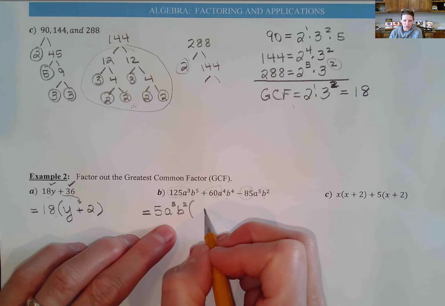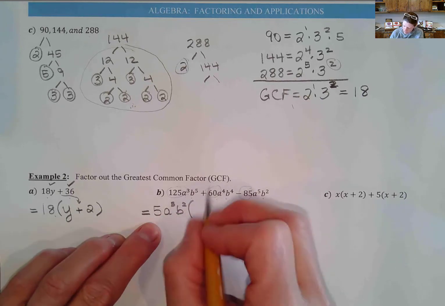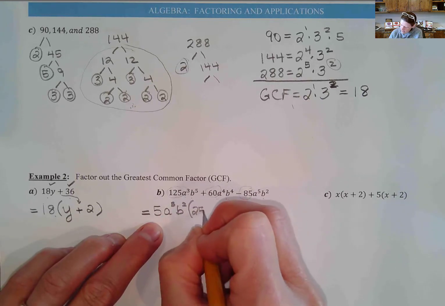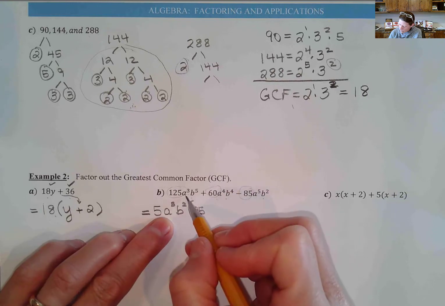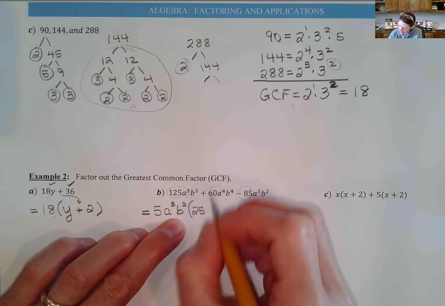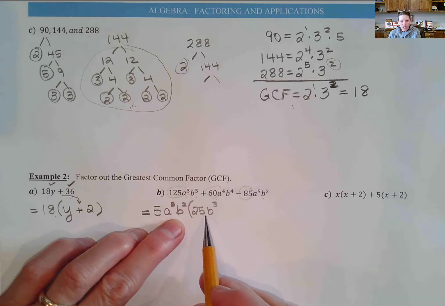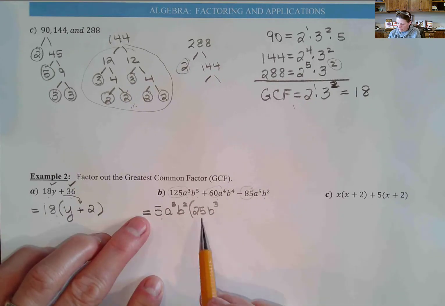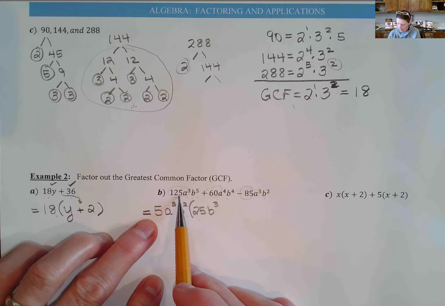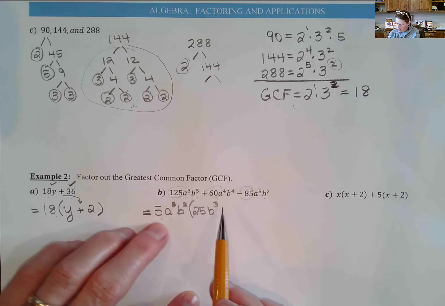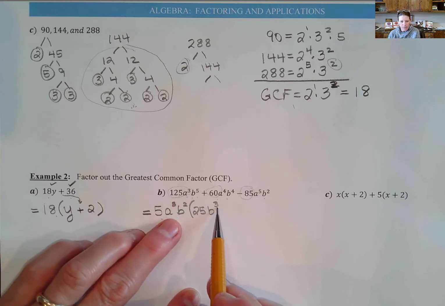Now we complete the factorization. 5 times 25 is 125. We've got a to the 3rd, but we need 3 more b's. And we can always check by multiplying. 5 times 25 is 125. A to the third, and adding exponents, that's b to the fifth.